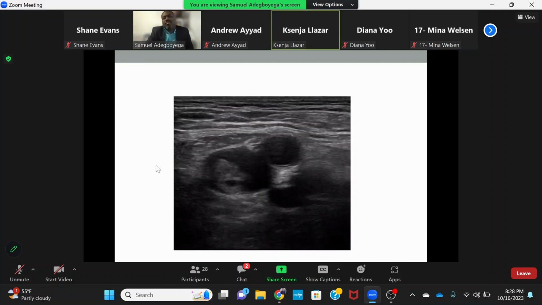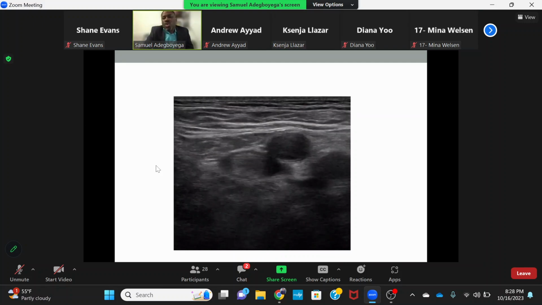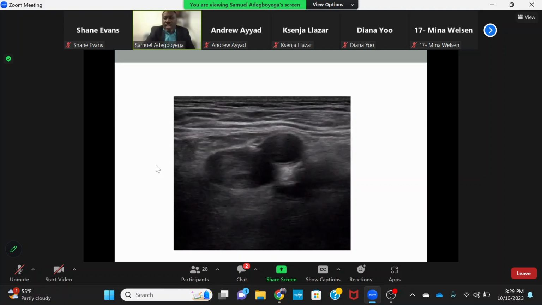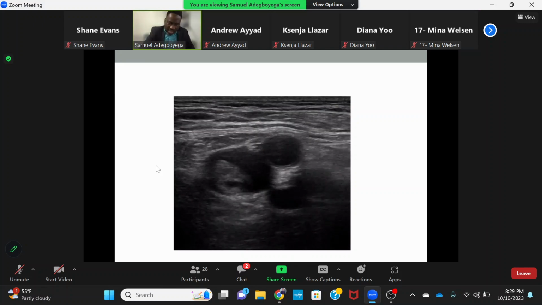I think DVT. Right. So that's DVT. So remember, your vein is compressible. You could compress it down. If your vein is not compressible, that means you have a DVT.